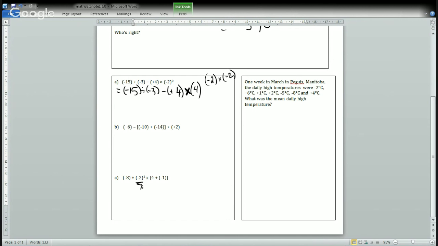Remember that 2 cubed is not 2 times 3, right? And here you've got brackets and brackets, right? So those are on you.